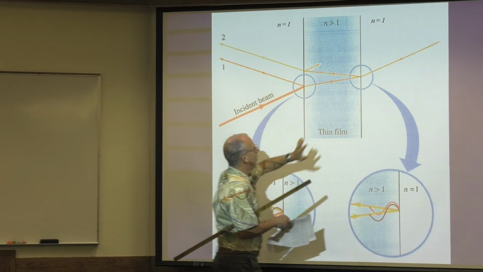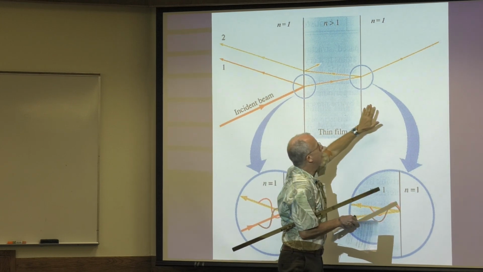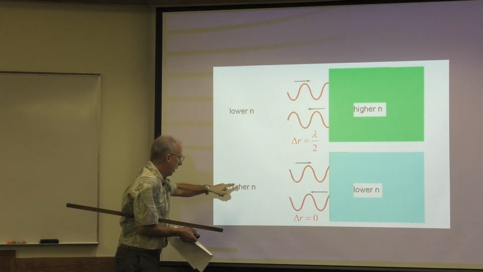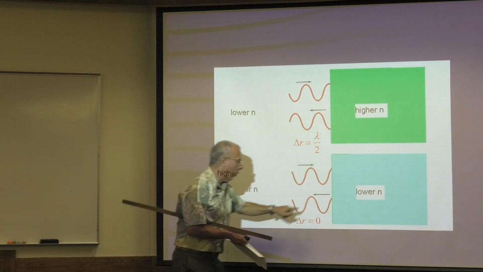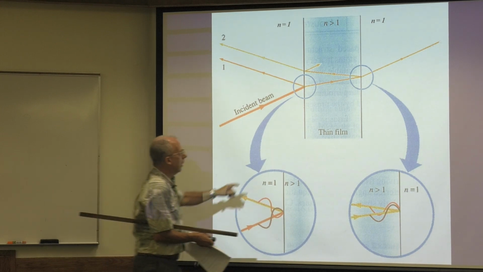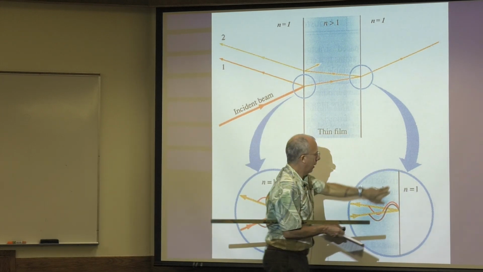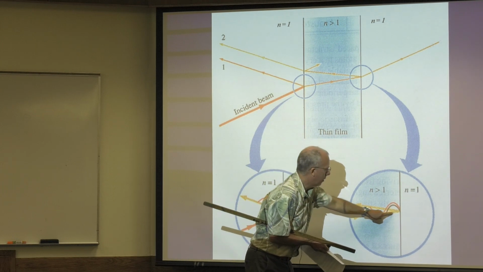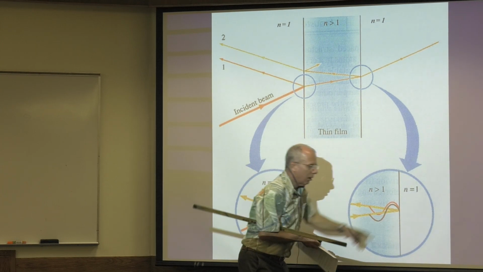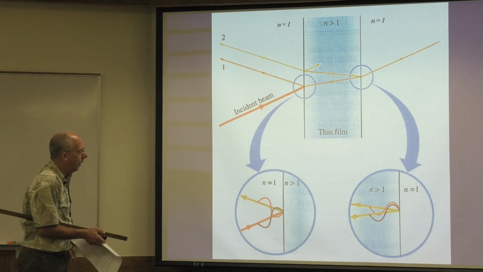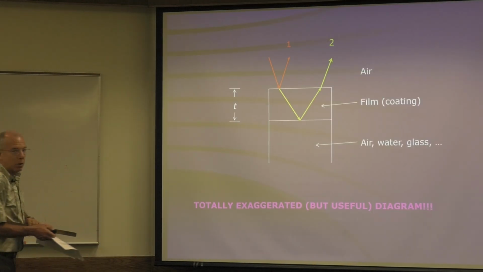So now it's going from large n to small n. What did we learn? Large n to small n, no inversion. So look, here's the incoming, here's the outgoing. What do you notice? There's no inversion at all. There's no lambda over 2 shift. Okay? All right, that's a good place to quit.